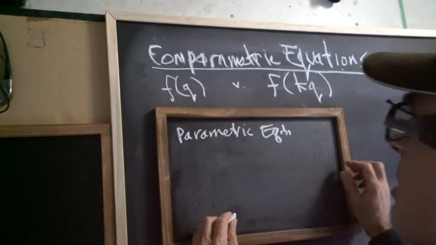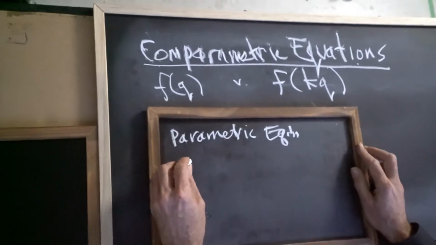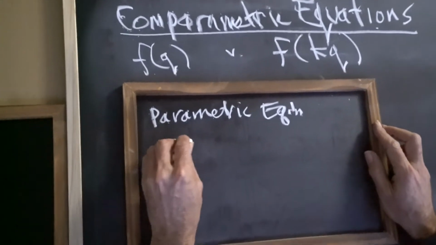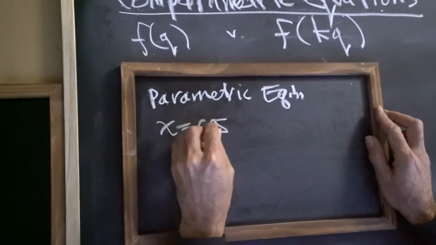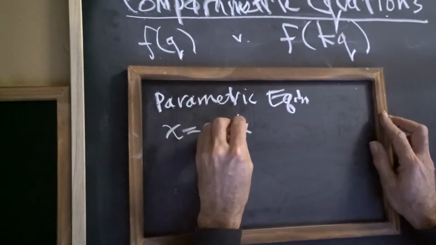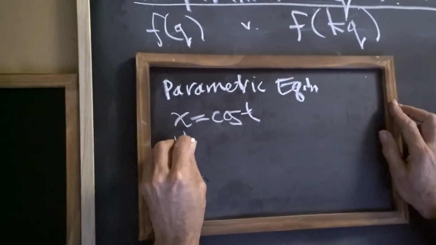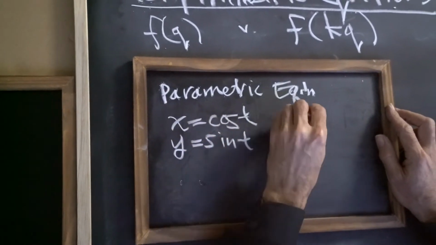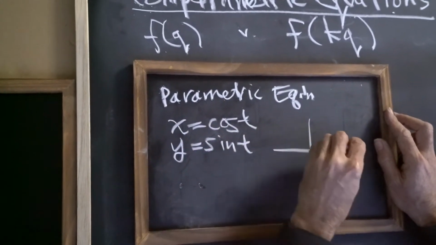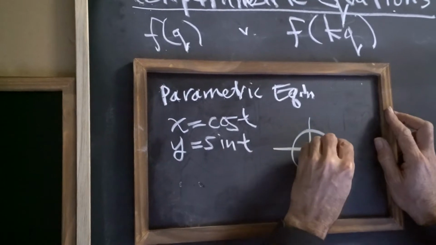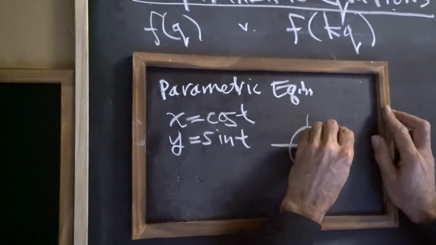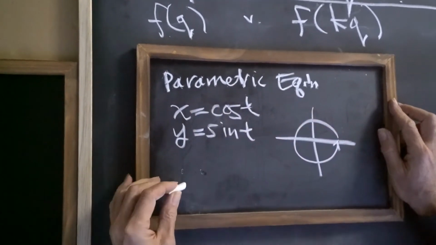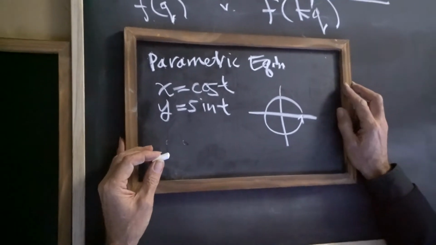A parametric equation is like when you have, say, x equals cos t, where t is the parameter, and y equals sine t. Then we have a comparison between x and y that defines the shape of a circle, from 0 to 2 pi, it just goes around. And so this is called a parametric equation.